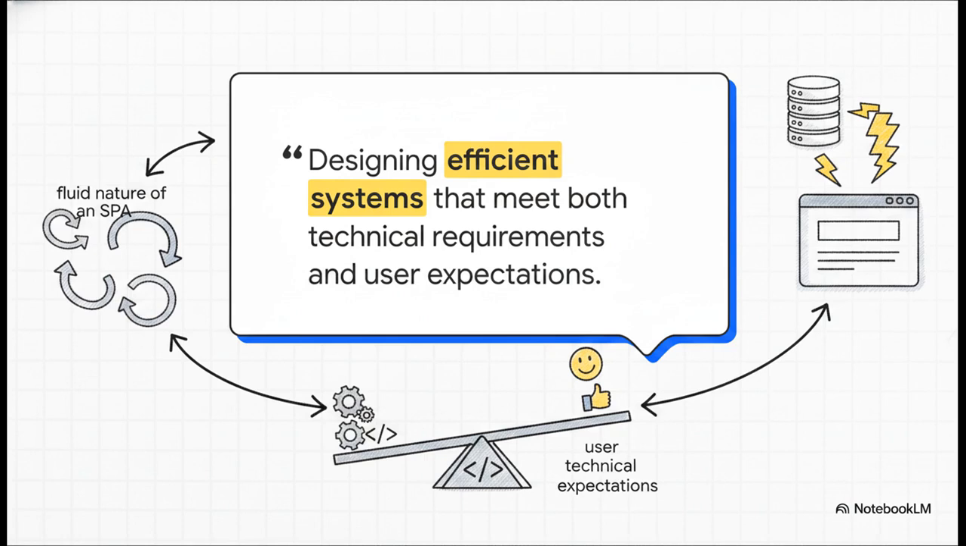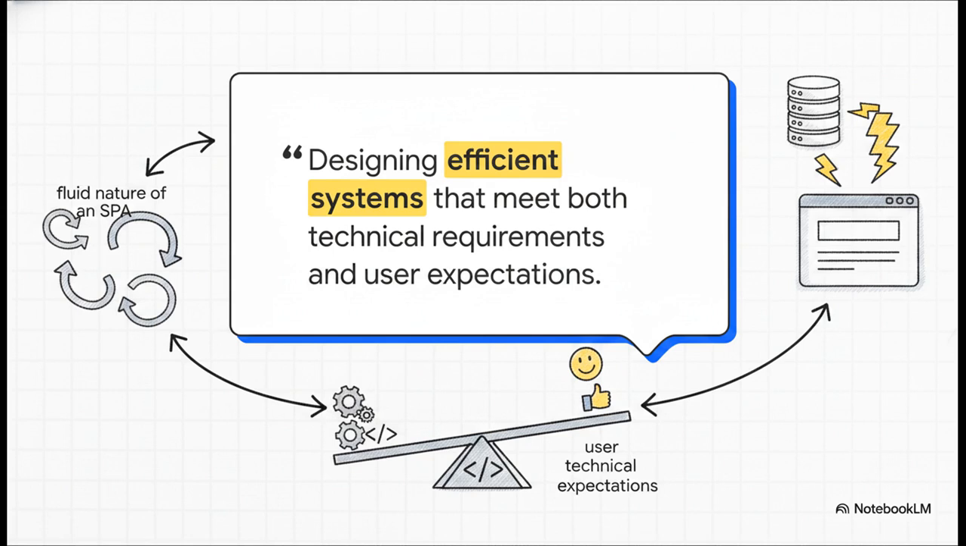Ultimately, whether you choose an SPA or SSR, the ultimate goal of the blueprint is captured perfectly in this quote: designing efficient systems that meet both technical requirements and user expectations. It is a rigorous exercise in balancing architectural trade-offs. You have this constant, unavoidable tension between delivering heavy, feature-rich JavaScript applications and the strict user demand for sub-second paint times, especially on high-latency mobile networks.